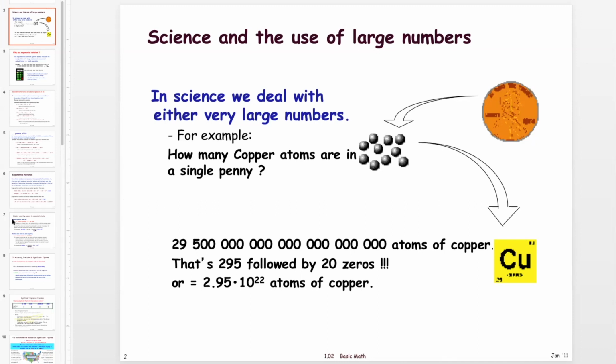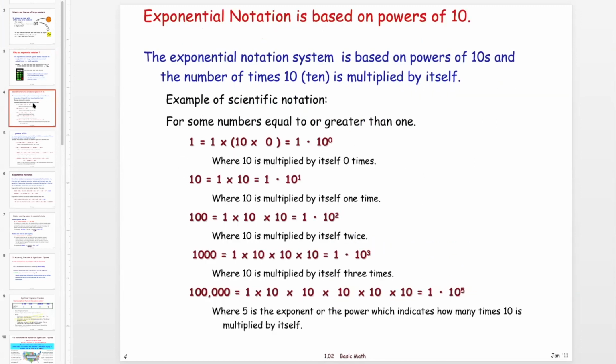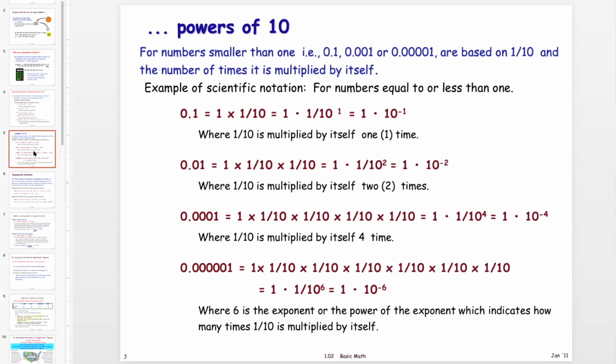And this lecture notes on my website shows you that when a number is bigger than 1, generally the exponent is positive. When a number is less than 1, the exponent is generally negative. Here are just a few examples of that, and here again are a few examples of numbers that are less than 1. When you have a negative exponent, you're not multiplying by 10. You're actually multiplying by 1 over 10. Okay, 1 over 10 is 10 to the minus 1.